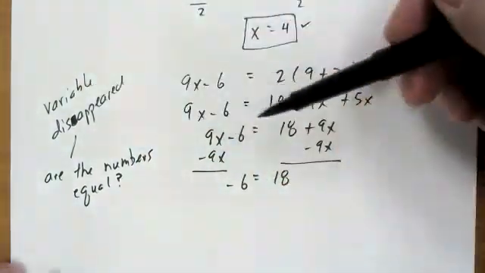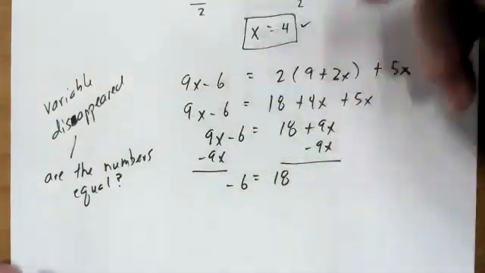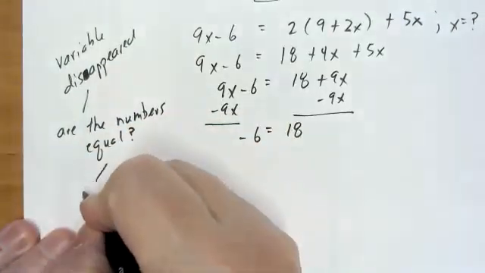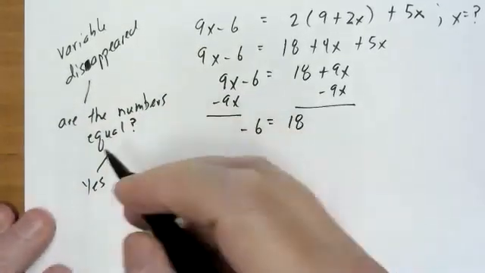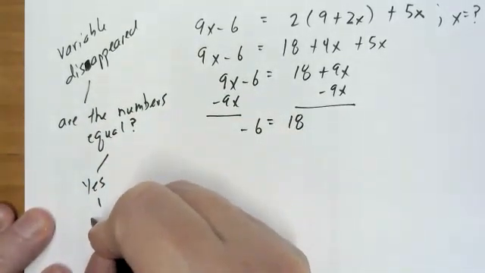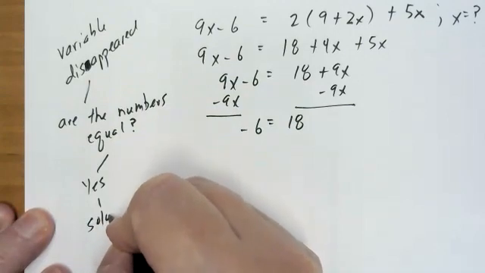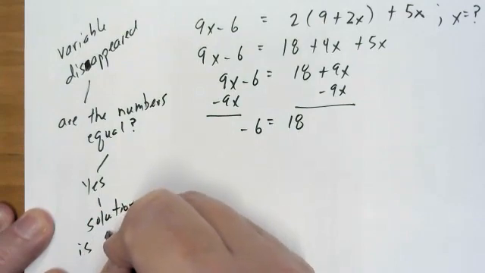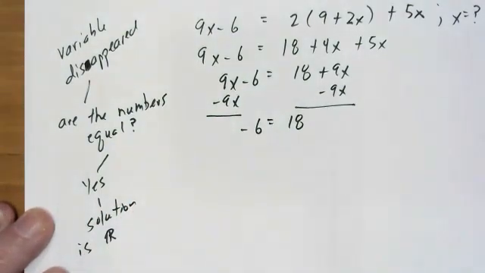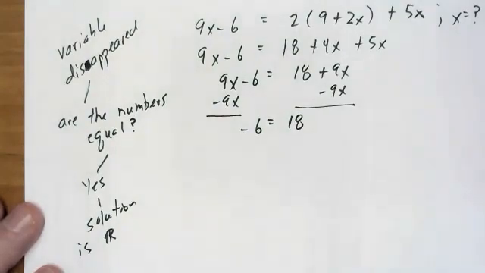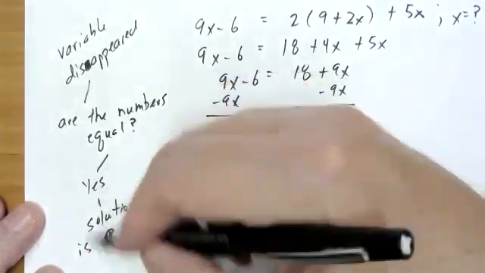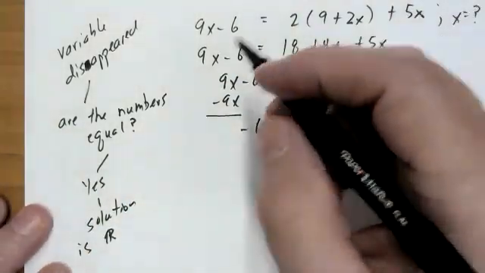your variables disappear, and now you're left with two numbers. Are the numbers equal? Now, if the answer is yes, then that means the solution is, that symbol stands for all real numbers, which means every number is a solution. In a minute, we'll do an example about this and we'll look at that.